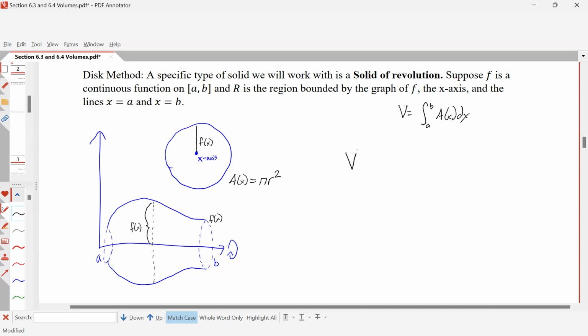So the volume is going to be pi, the integral from a to b of f of x squared dx, because the area of the circle is pi f of x squared. So when we have a volume rotated about the x-axis, we can use this integral. And if we're rotating around the y-axis, we can do the same thing just in terms of y.